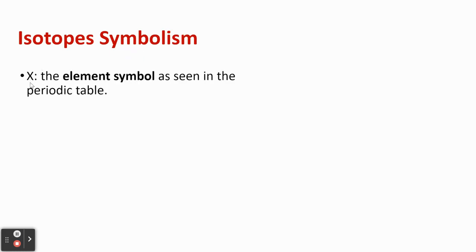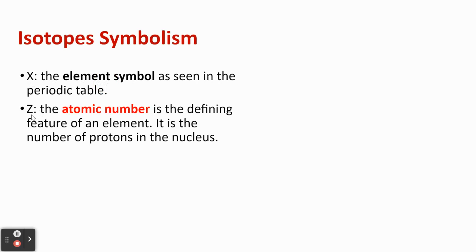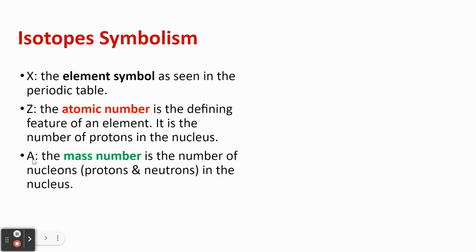So we want to talk about what's called the isotopes symbolism. So we're going to use an X to stand for our element's symbol, Z to stand for the atomic number, and the atomic number defines the element, and it's equal to the number of protons that are found in the nucleus of that atom. A stands for the mass number, and the mass number is equal to the number of nucleons, protons or neutrons, that are found in the nucleus.